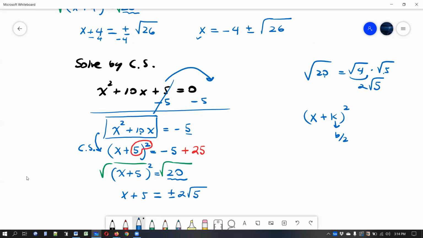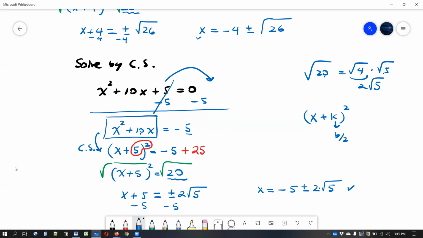And as my final step, I will subtract 5 on both sides. So then my final answer is x equals negative 5 plus or minus 2 radical 5. Do not combine the negative 5 and the plus or minus 2 here, because the 2 is multiplying the square root of 5. This is my final answer as it is.